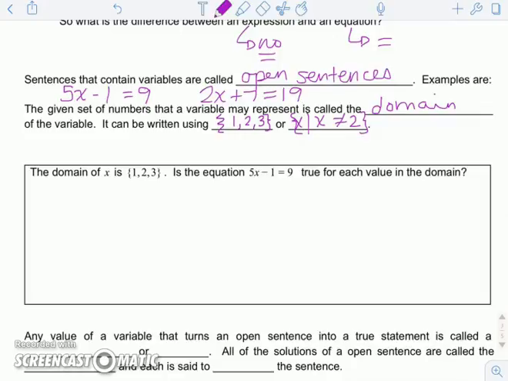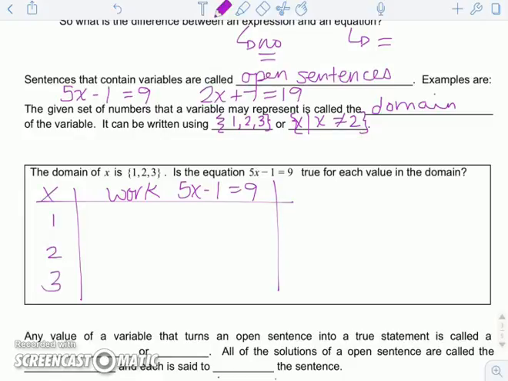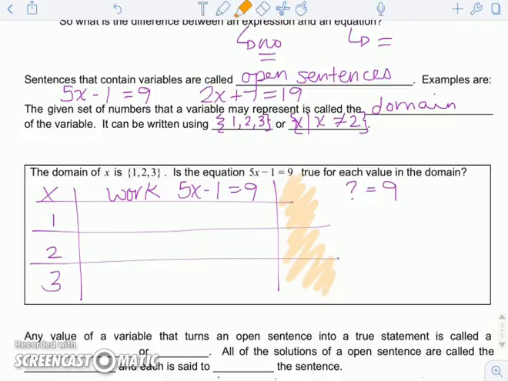Is the equation 5x minus 1 equal 9 true for each value in the domain? Well, to figure this out, I'm going to set up a little chart here. So I'm going to put my work in the middle, which is 5x minus 1 is equal to 9. I'm going to put my x's over here. That's my domain. I'll put 1, 2, and 3. And I want these numbers to be equal to 9. If these numbers over here are not equal to 9, then that value isn't true for the domain. It didn't make the equation work.